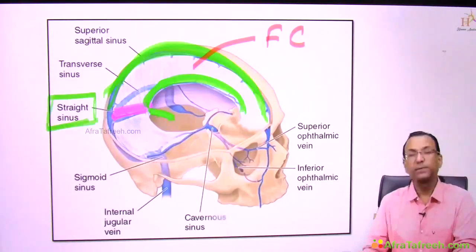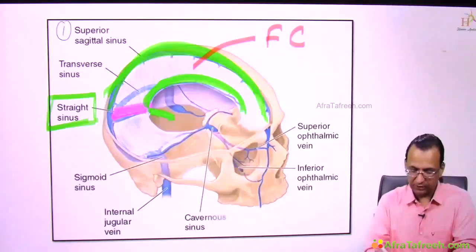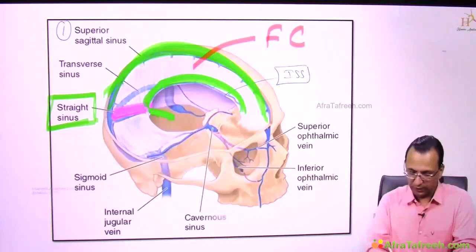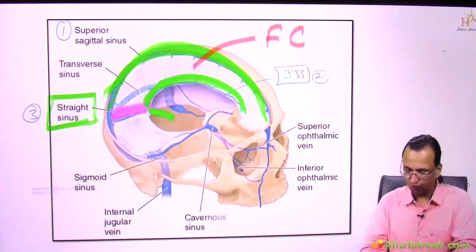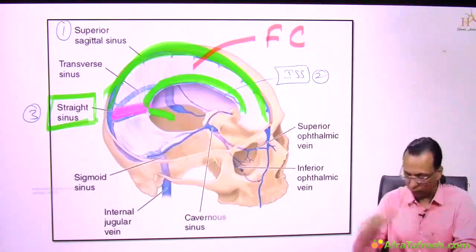In the falx cerebri, you have three things. What are the three things? There is the superior sagittal sinus, the inferior sagittal sinus, and also the straight sinus. There are three sinuses in the falx cerebri. If you say so, fine.